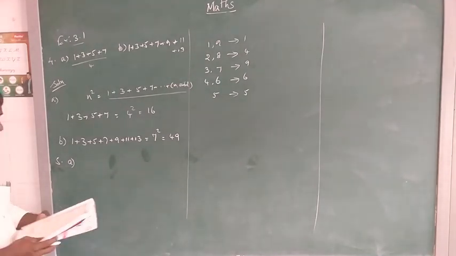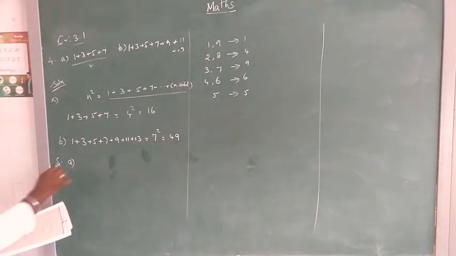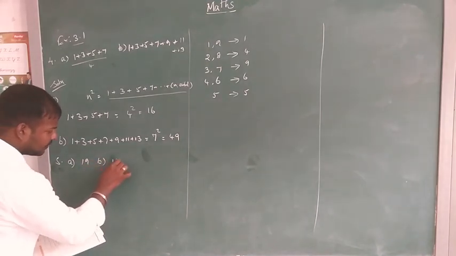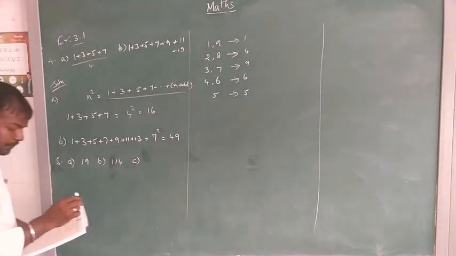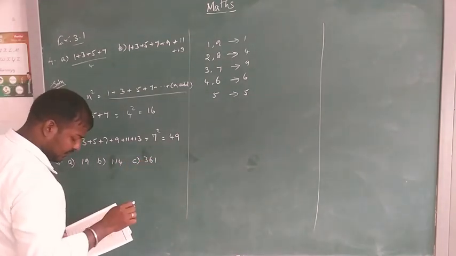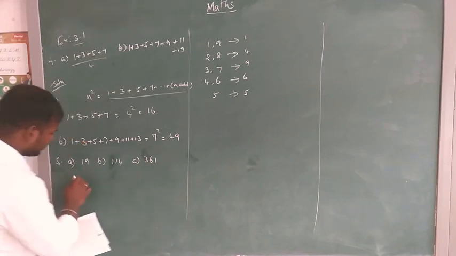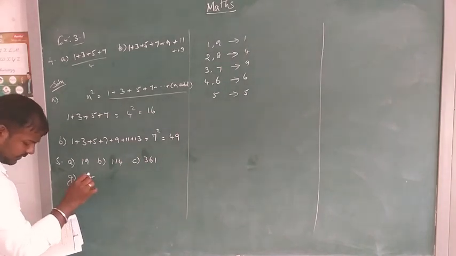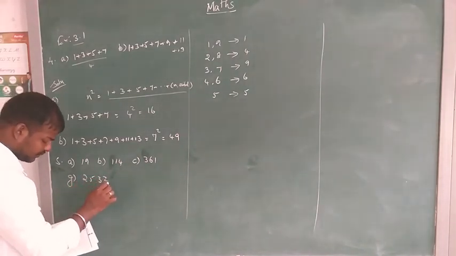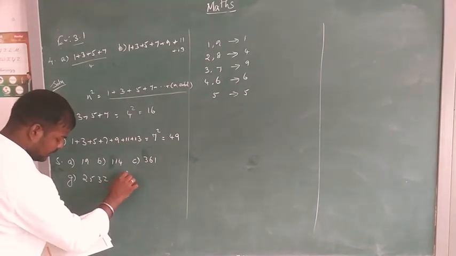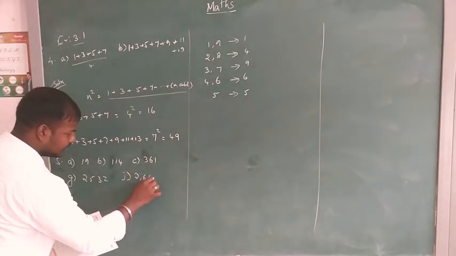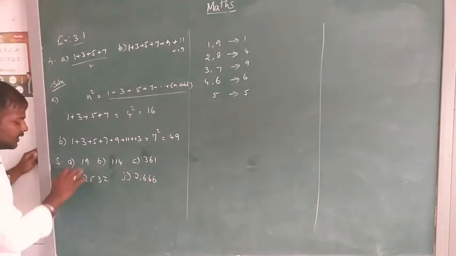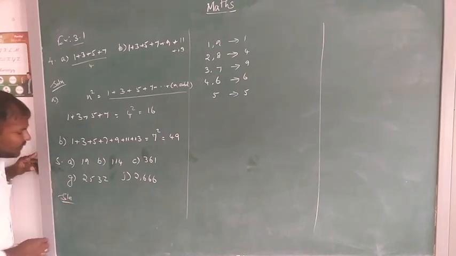10 problems are given. I am going to solve 4 or 5 problems. A: 19. B: 114. C: 361. G: 2532. And J: 2666. So we want to find the digit in the ones place. Solution.